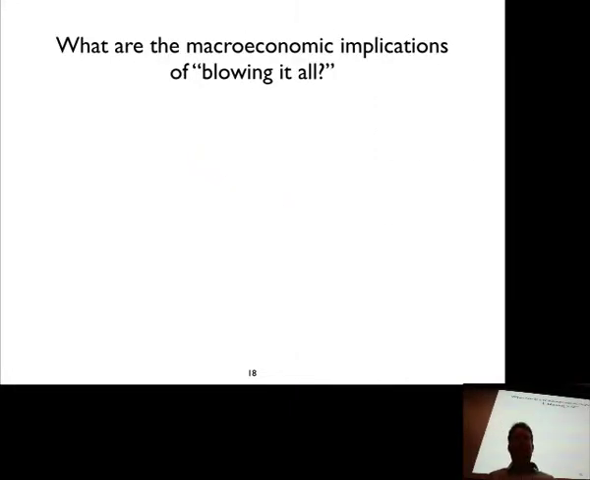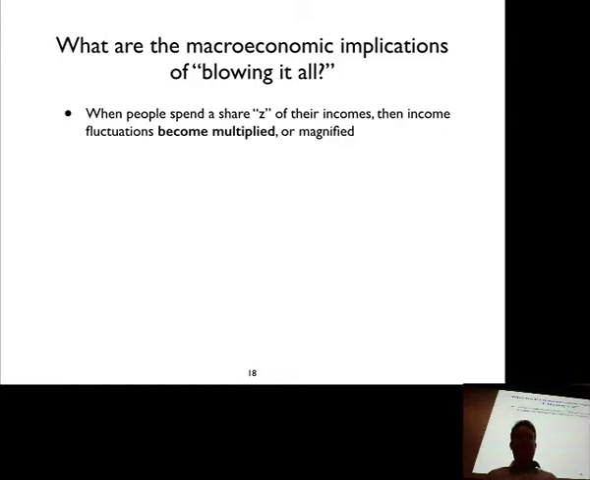Well, what are the macroeconomic implications of just blowing it all? When people spend some share Z of their incomes, then income fluctuations become multiplied. So when people spend out of their temporary fluctuations in income, when they have more cash in their pockets, they're happier and they go out and blow it all, rather than saving it for a rainy day. If that were to happen, then it turns out the IS curve becomes a little different than it normally does, and income fluctuations become multiplied.